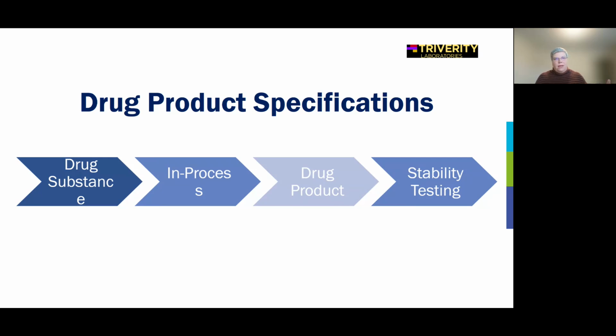So a lot of times we have telescoping specs. Maybe your in-process is 97 to 103%, your drug product release is 95 to 105, and then the stability spec is 90 to 110%. And that just kind of protects you from failing during shelf life testing.